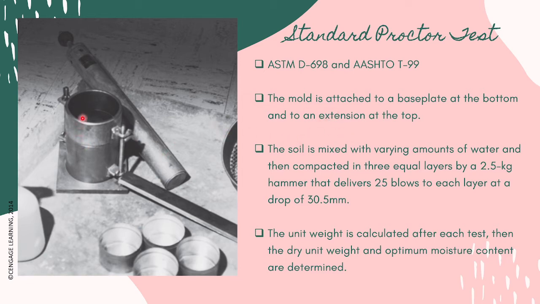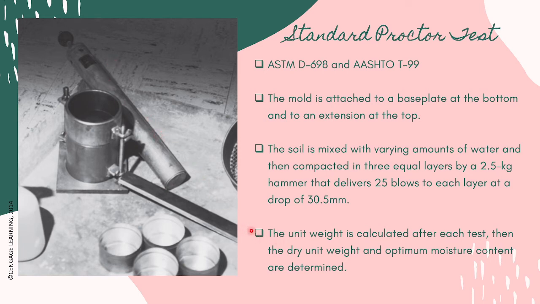So the mold, we have this one, is attached to a base plate at the bottom. So this is the base plate, the mold, and we have this upper part as the extension. So the soil samples will be mixed with varying amounts of water and then will be compacted to 3 equal layers. So we have the hammer here, which has a weight or a mass of 2.5 kilograms, and it will deliver 25 blows to each layers, at a drop of 30.5 mm.